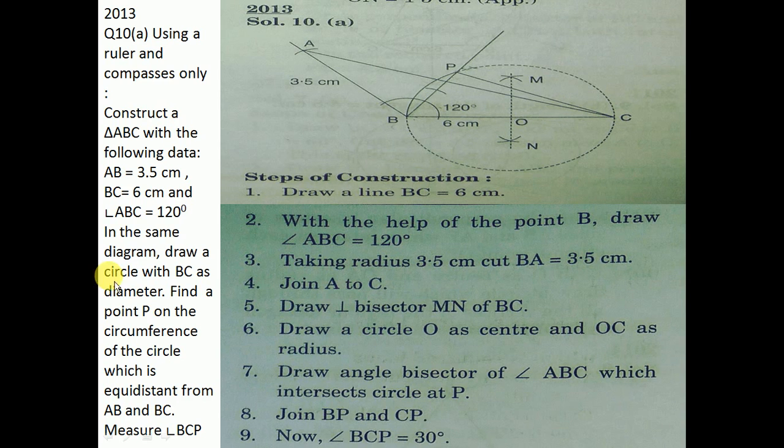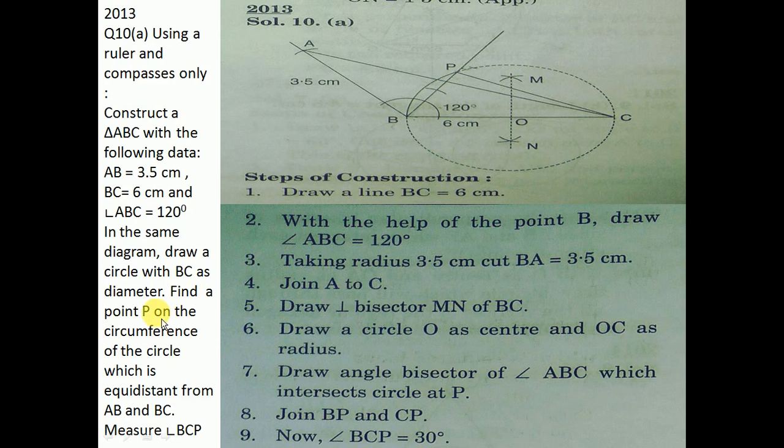Draw a circle with BC as the diameter. BC should be the diameter, which means you must draw a perpendicular bisector of this so that we get the midpoint of BC, that is O. So OB is equal to OC. See here, side bisection is there. Angle bisection is different. Keeping O as a center, B or C as a radius, draw a circle. See, the circle is drawn over here.